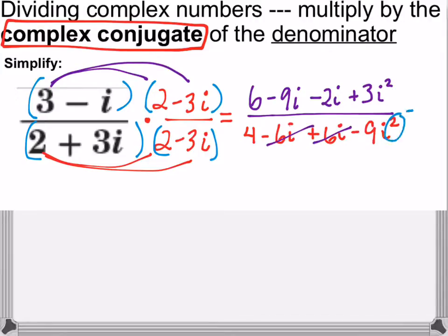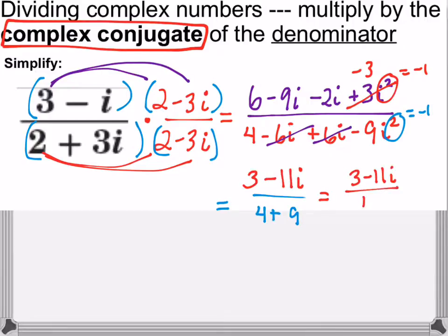We recall that every i squared is really equal to a -1. So that's 4 plus 9 on the bottom. And then the top simplifies to 3 minus 11i. So we get 3 minus 11i over 13, or you can write them both over 13 and have 3 over 13 minus 11 over 13i.